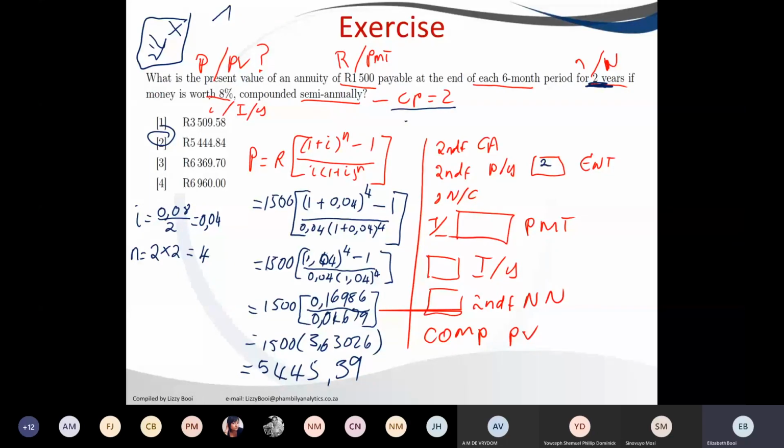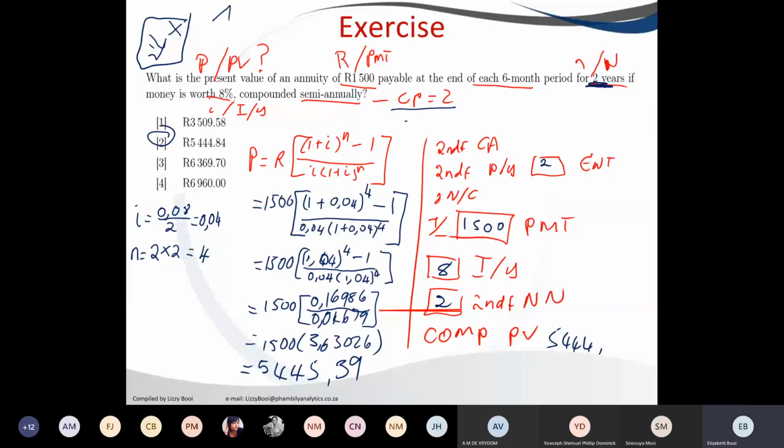Your compounding periods were 2, your payment is 1,500, and your interest is 8, and your N is 2. And if you have followed the steps, you've gotten the answer is 544. I'm looking on my calculator right now. It's 544.8.